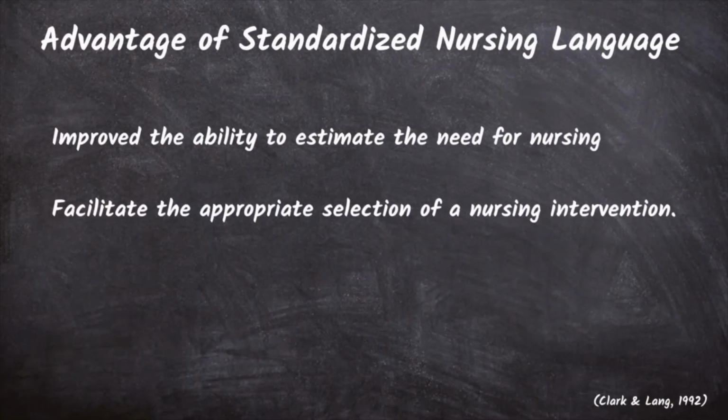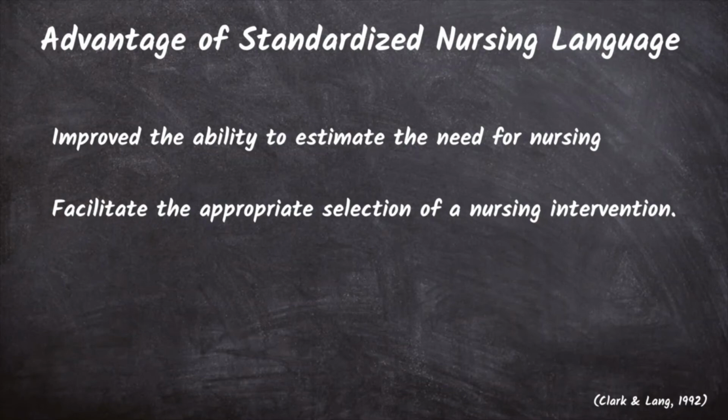When standardized nursing languages are used, there is an improved ability to estimate the need for nursing as a basis for planning, budgeting, and resource allocation. When we are able to demonstrate what nurses are doing using documented data, nurse managers and hospital administrators are in a better position to assign objective measures to what we do and what we need.